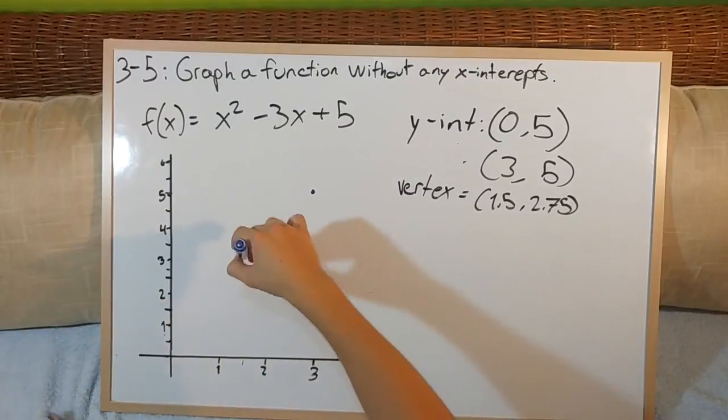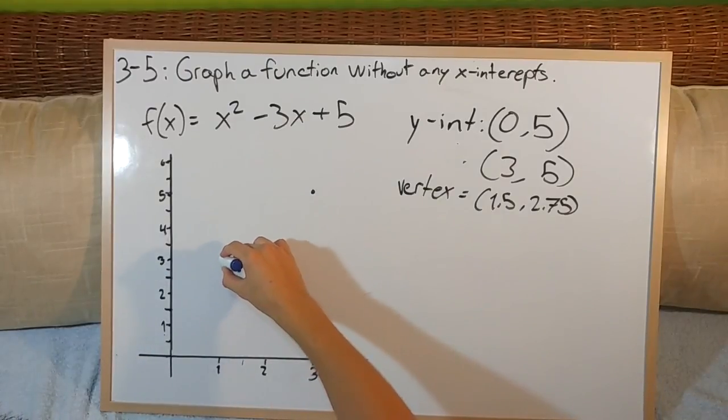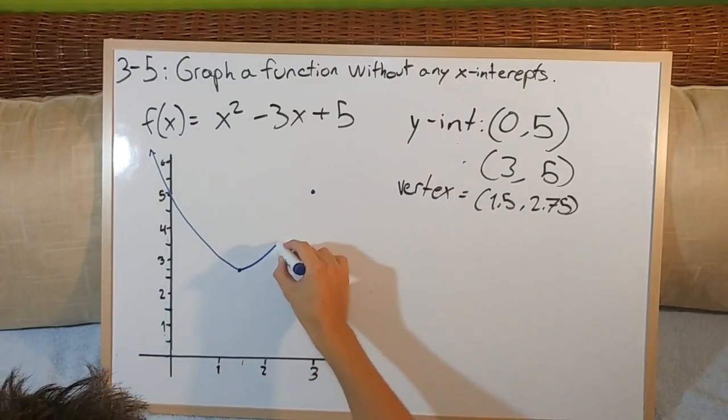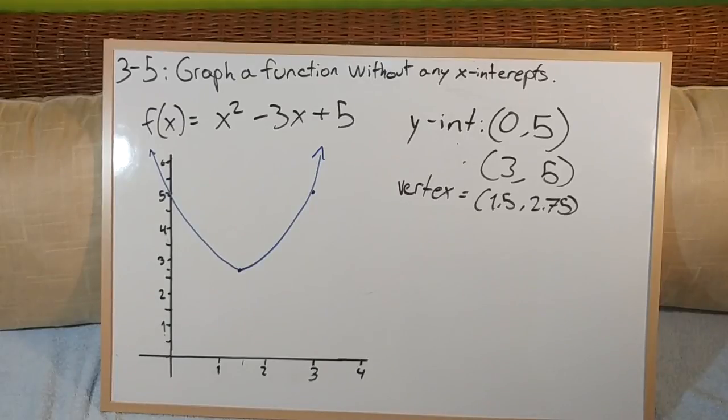Now we have 3 points. We can start making a parabola, and that is our graph. And that is how you graph a function without it having any x-intercepts.